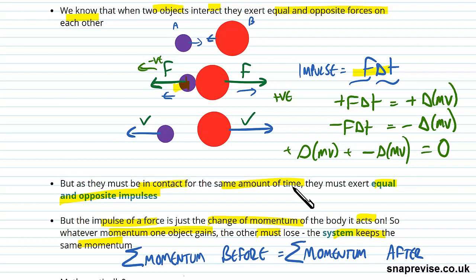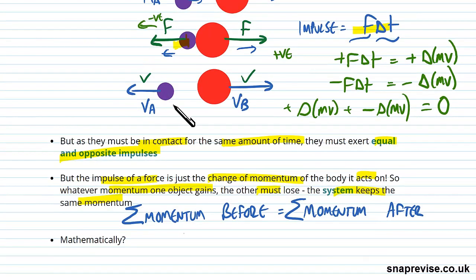So if we call this particle A, this particle B, this has MA, this has MB, and this is going to have UA, U meaning initial velocity, A meaning particle A, and this is going to have UB, same as before. And then down here, we're going to have VA, meaning velocity afterwards for particle A, and VB, meaning velocity afterwards for particle B.